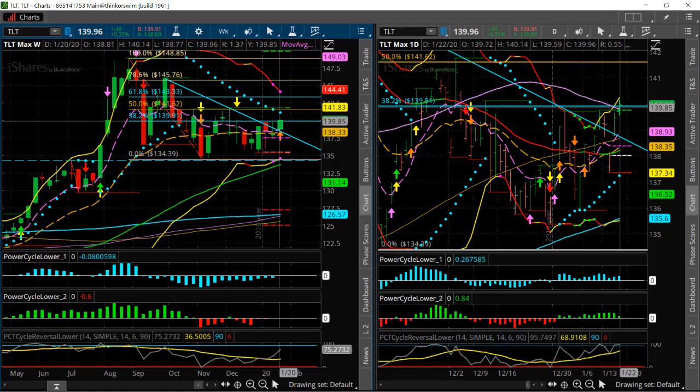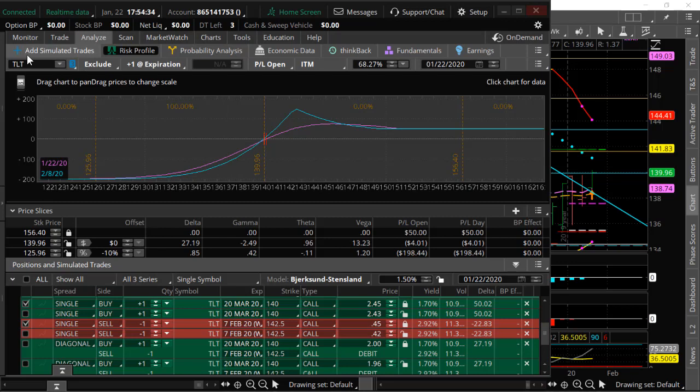So this is a trade that we set up today on TLT using a calendar diagonal. So this was the trade setup that we did, TLT. So this is a calendar diagonal. Kind of looks like a call debit spread, but it's very similar to a covered call. So what we did, we bought the 20 March series $140 call.